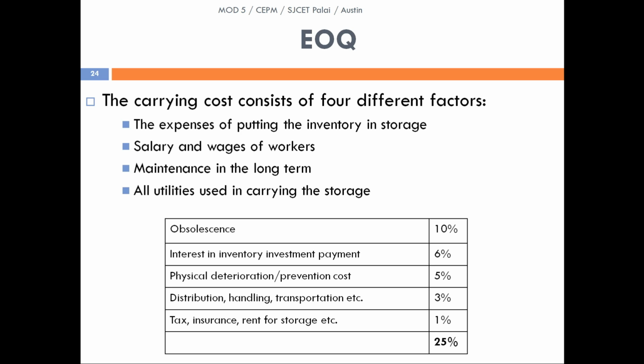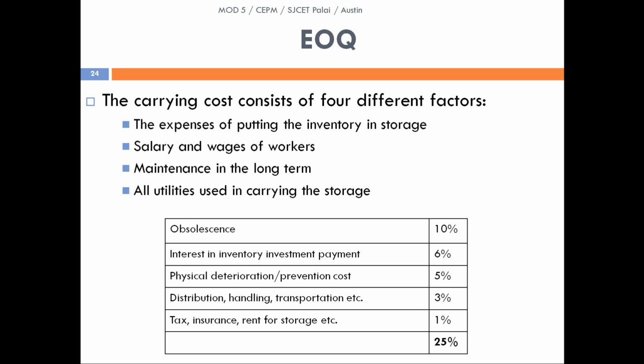So this much tells us about EOQ, the basics of EOQ. EOQ mainly answers two questions. The first one is how much to buy, the second one is when to buy. And in how much to buy, we have to understand two main costs. The first one is the ordering cost, and we know that the ordering cost increases with increase in the number of orders.